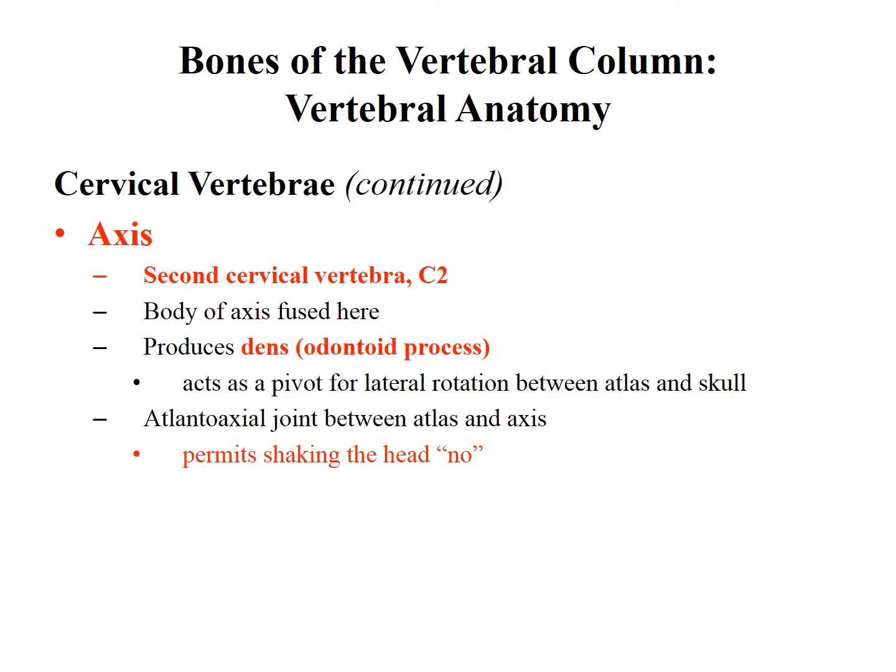One of the major things that you need to know about C2 is the dens, also known as the odontoid process. This creates a pivot joint with atlas, and allows us to give the "no" movement. So our turning of the head right and left is between the atlantoaxial joint, the atlas, and axis.